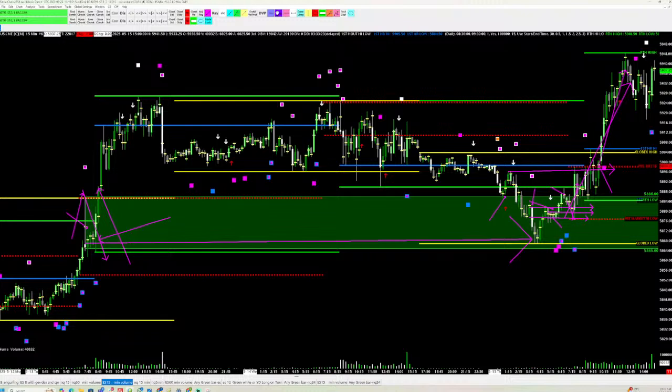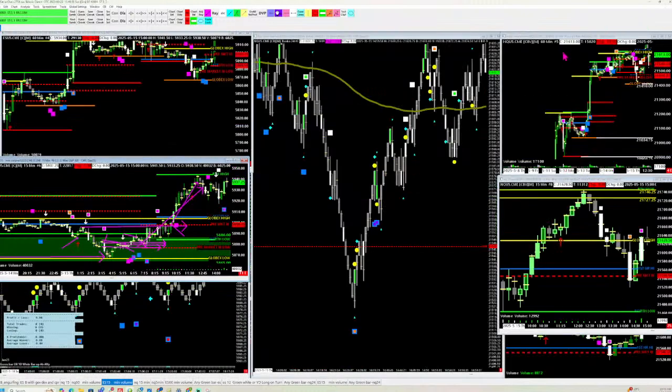Now, since this is a preview or a review of what we're looking for, I'm going to go down to the 24 tick. I want to show you what I am looking for, which is this.